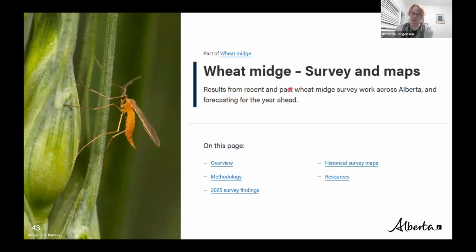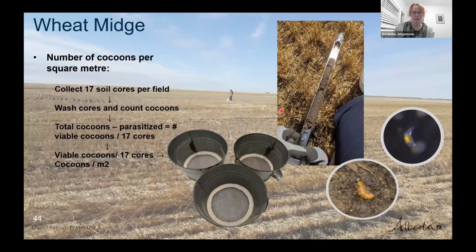Now for our wheat midge survey, this is a survey where we look at the number of cocoons that are in the soil after harvest. And to do that, we collect 17 soil cores from wheat fields. There's a little bit of extra depth that's going to be taken off before that core goes into the bag. And those 17 cores are then washed through essentially some really fine colanders, and then in that bottom level, the tiny wheat midge cocoons are all collected.